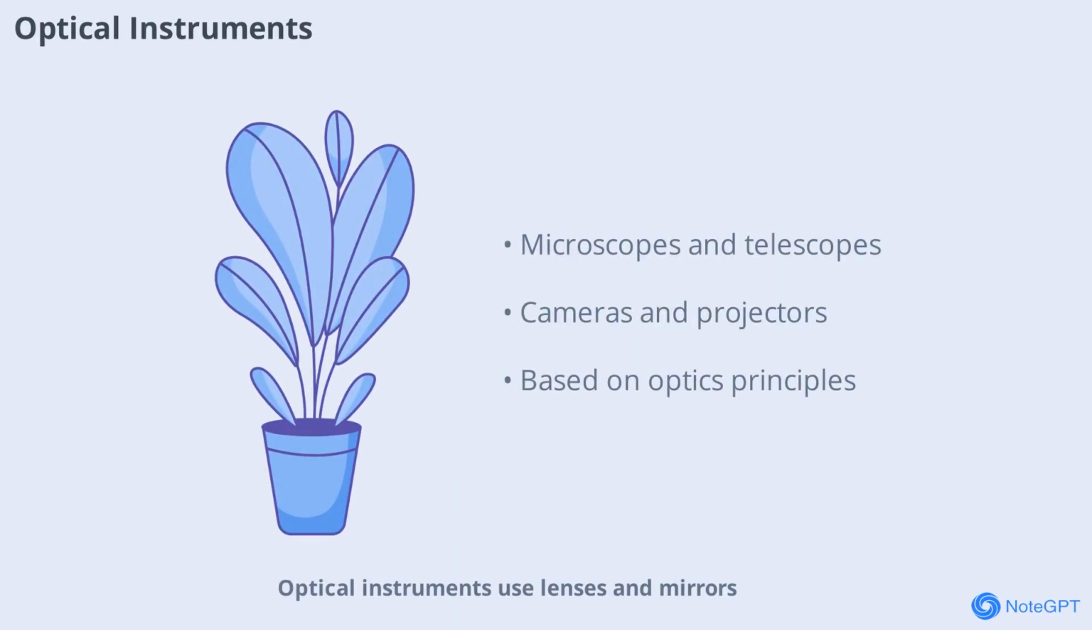Optical instruments use lenses and mirrors to enhance our vision or capture images. Common examples include microscopes, telescopes, cameras, and projectors. These devices rely on the principles of reflection and refraction to function. Understanding how they work helps us appreciate the role of optics in science and technology.